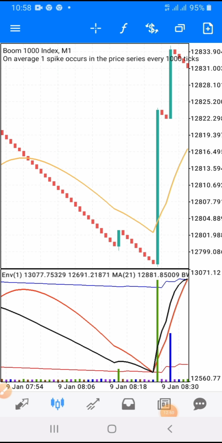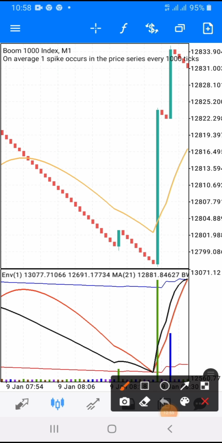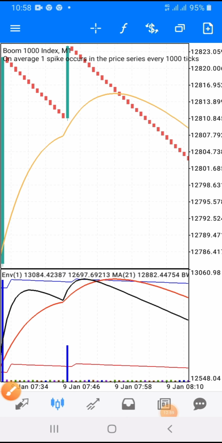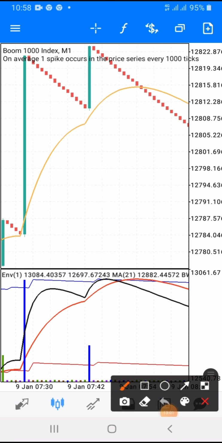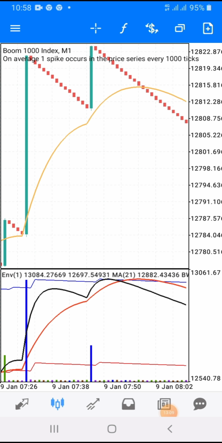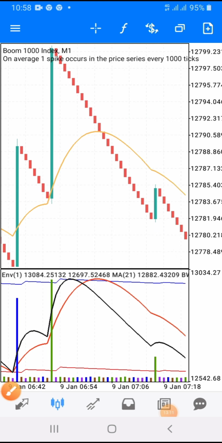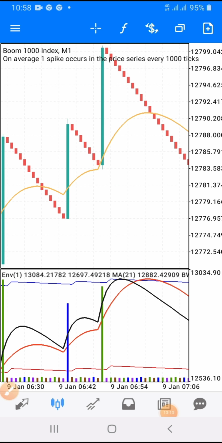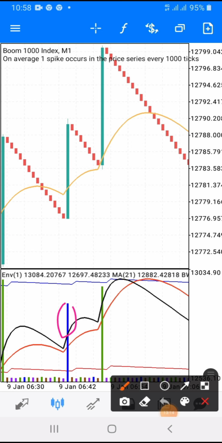So with that being said, if you look at all this, all these represent fake out. All this blue line that you are seeing, they represent fake out. This is MFI anyway. So all these things that you are seeing represent fake out. Whenever you see that blue line, you must see a spike.